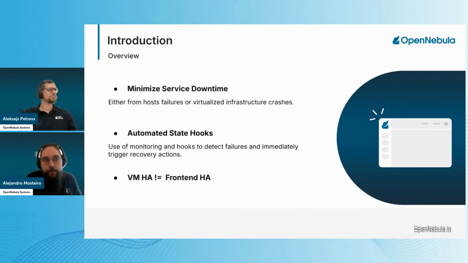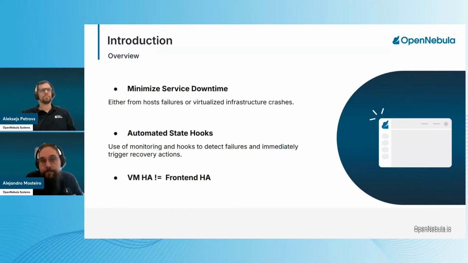It's a feature that will allow cloud administrators to minimize the service downtime in case of a host or virtual machine error. And it works basically by configuring hooks, which are an element that's part of the core of OpenNebula, that will allow users to use monitoring integrated in OpenNebula to create automated tasks responding to certain events that occur either on a host or a virtual machine.